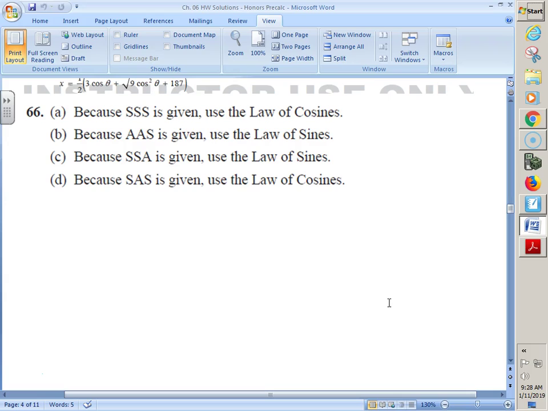Technically, both can do letter C. But SSS is definitely law of cosines. Two angles, definitely law of sines. Side angle side, definitely law of cosines. So what's going on with the SSA guy?